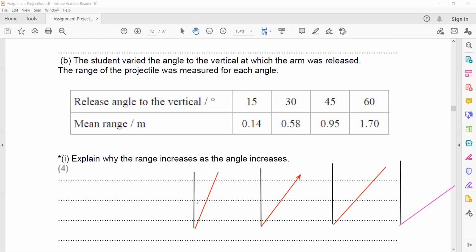Say this was 30. So a small change in the angle, then it was, sorry, 15. The first value was 15. Then it is double, like 30. Then it is 45 and 60. And you can clearly see when the angle is 60, the maximum range is greater.